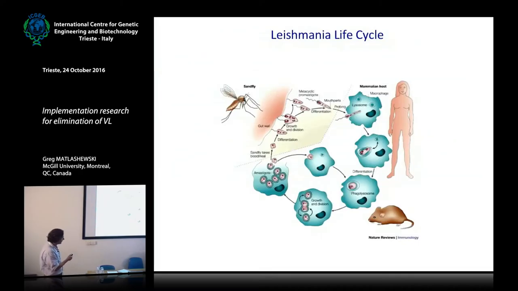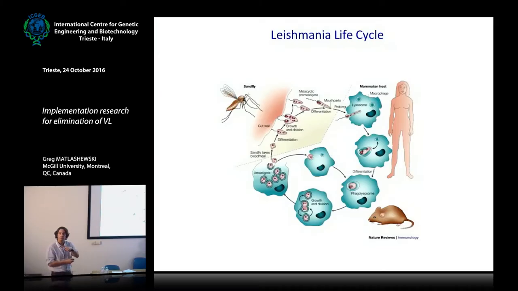Of course, this is the life cycle everybody knows. I won't go into details. I just wanted to reiterate the fact that if the reservoir is an animal reservoir, particularly rodents, forget it. Don't try to do an elimination program. Maybe with dogs you can. Dogs are domestic animals, so if the dog is a reservoir, you can.